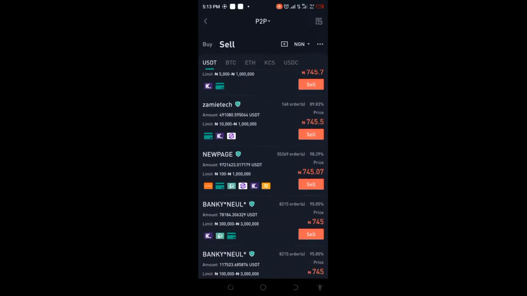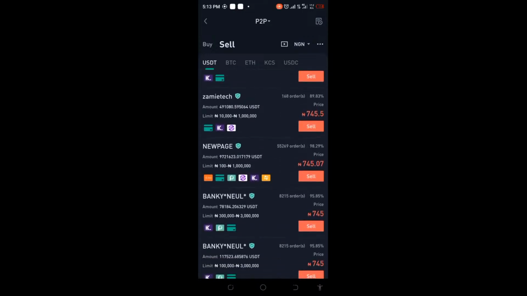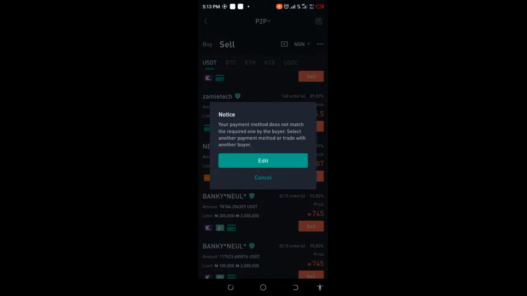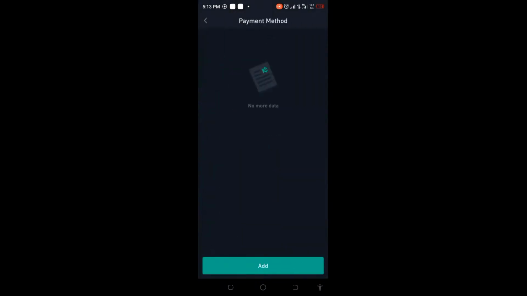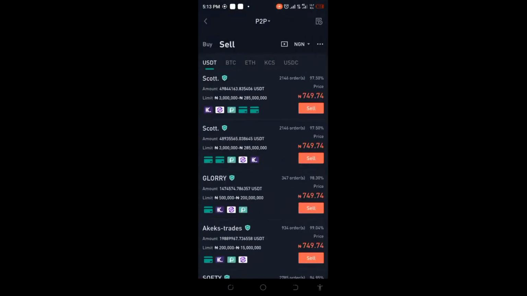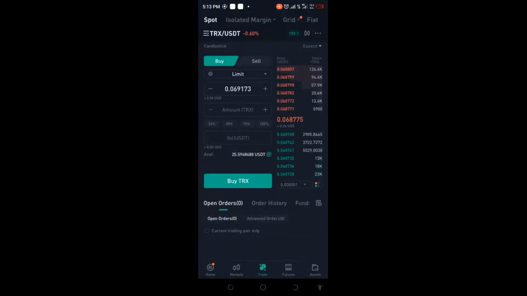So sliding down, you can look for the price range that you actually want to use. Let's just check on this one and see whether there's a potential. It said your payment method does not match the required one by the buyer. Okay, so we have to set up all of this, okay? So we can actually edit and try and put in all the details. But I'm not going to go through all of this. I'm just showing you that we can actually withdraw our money even from P2P, right? But I'm just going to go back to do this by TRX, okay?